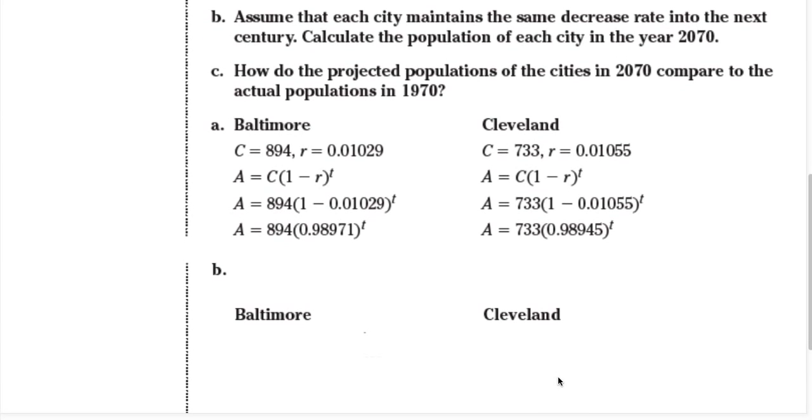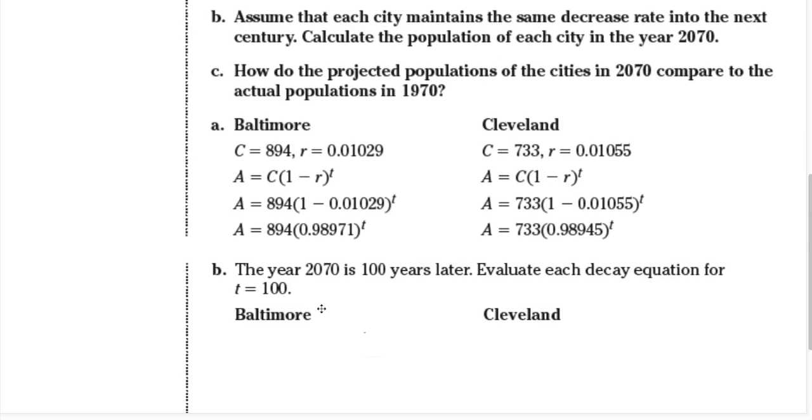We've answered letter A. We wrote an exponential decay equation for each city. And letter B, assume that each city maintains the same decrease rate into the next century. Calculate the population of the city in the year 2070. So the year 2070 is 100 years later. So evaluate each decay equation for T equals 100. And then we use the expression that we found in letter A.